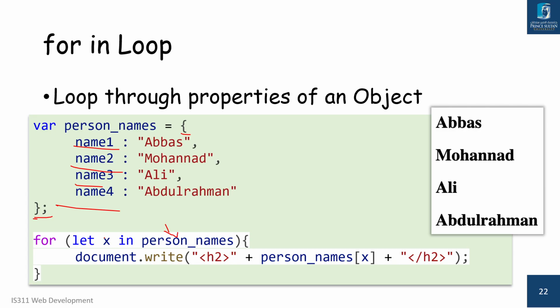So what would happen? The first time, this x value will be equal to name 1. The second time, x is equal to name 2. Third time, x is equal to name 3. Fourth time, x is equal to name 4. And then once there is no more property, this loop will finish. Okay, so this is how we can iterate over different properties which exist inside an object. So we are looping through the properties of an object. If you want more information about loops in JavaScript, you can click on the JavaScript link, and it will give you more examples and explanations.